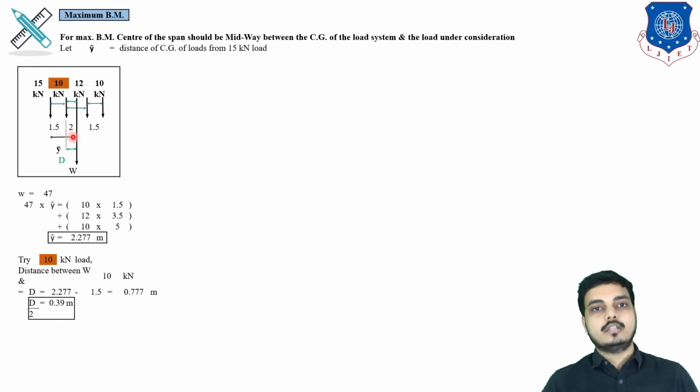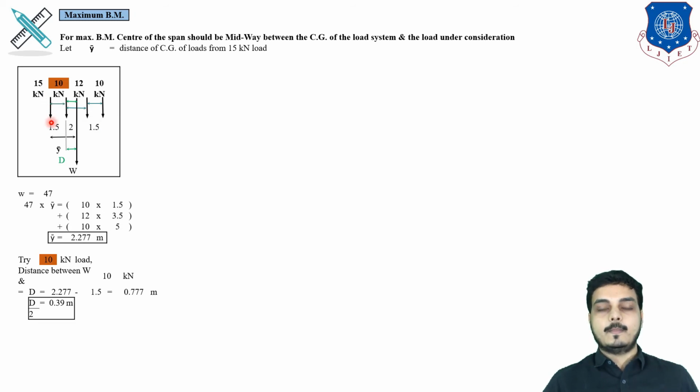Now we will be finding out that Y bar. So we know that our W is 47. So 47 multiplied by Y bar equals 10 multiplied by 1.5 plus 12 multiplied by 3.5 plus 10 multiplied by 5, means I have taken moment over this point, this 15 kilonewton.